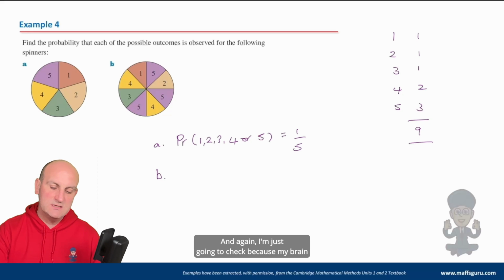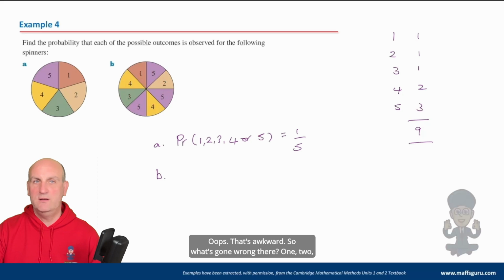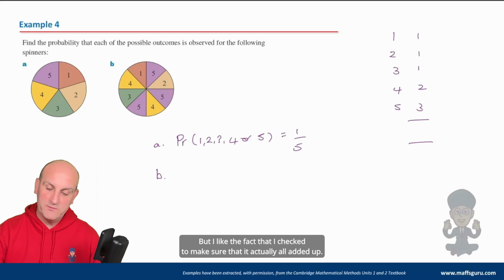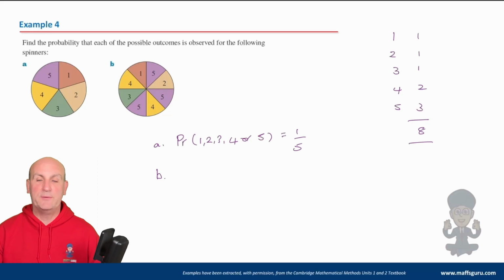And again, I'm just going to check because my brain plays tricks. 1, 2, 3, 4, 5, 6, 7, 8. Oops, that's awkward. So what's gone wrong there? 1, 2, 3, 4. So 1, 2, 3, 4, 5, 6, 7, 8. I can't count. That's the problem there. But I like the fact that I checked to make sure that it actually all added up.